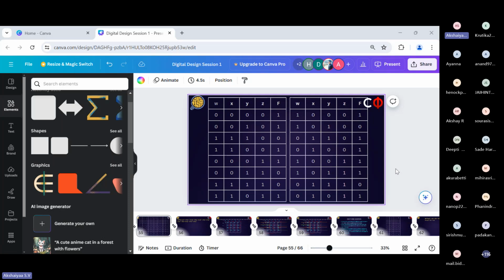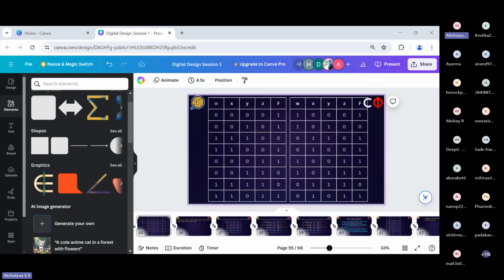Any ideas what the first term is going to be for this function in SOP form? Just the first term. With w 0, x 0, y 0, z 0 and the function being 1, what does that translate to in SOP form? Yes, w prime, x prime, y prime and z prime. That's right. Anybody else with some other answers?